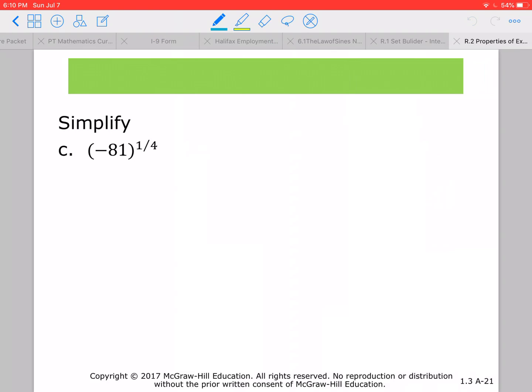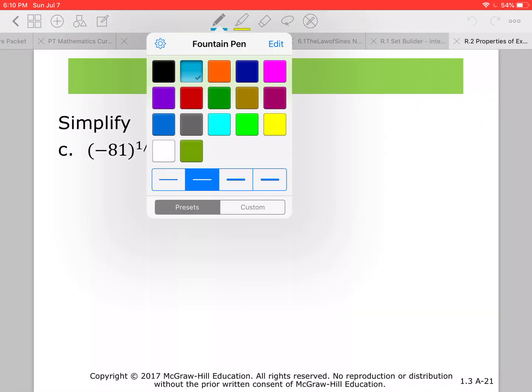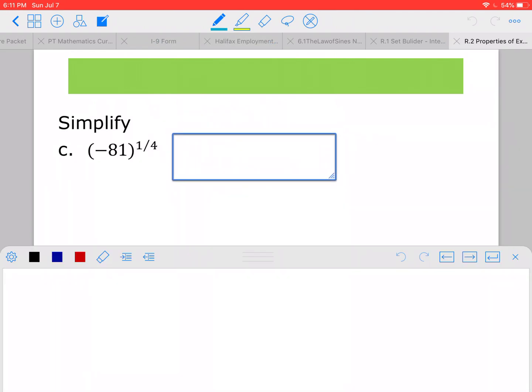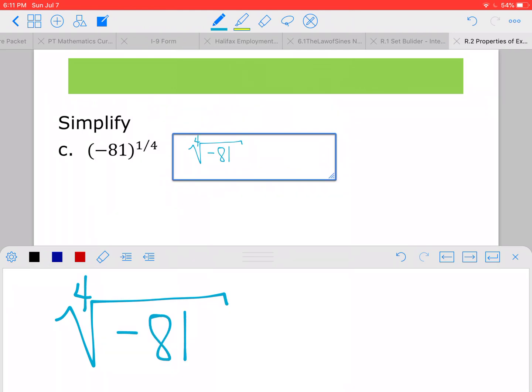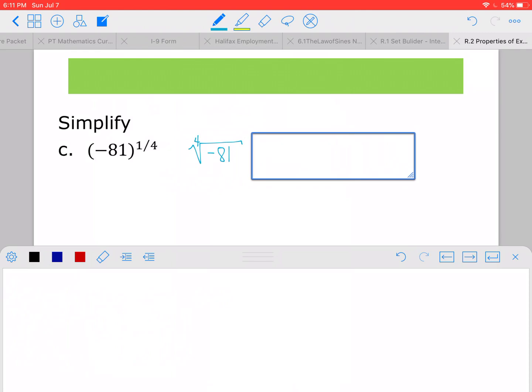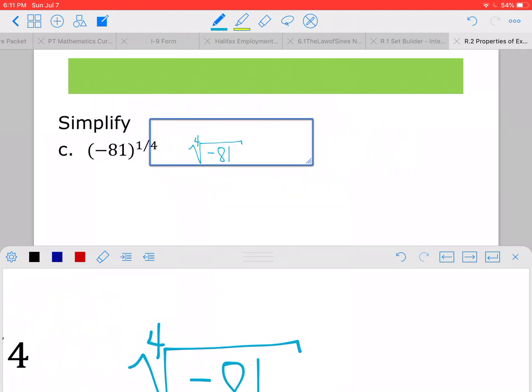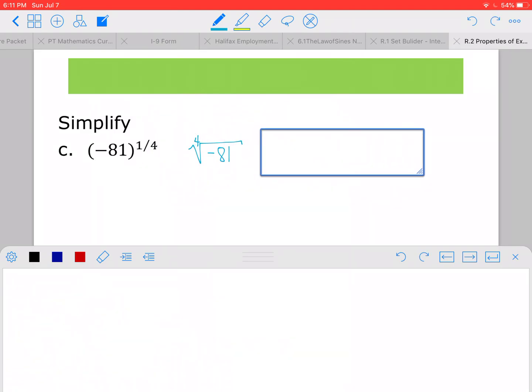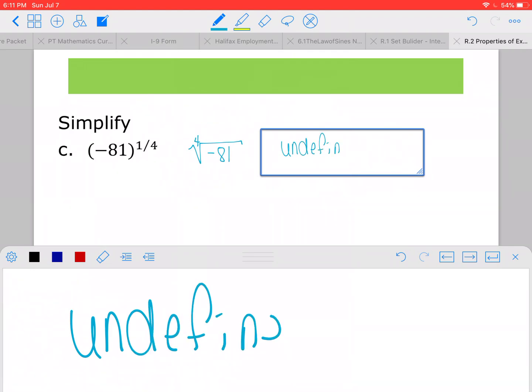We have negative 81 to the 1/4 power. Well, that is the same thing as the fourth root of negative 81. And we've already talked about we can't have a negative at this point anyway, underneath the root, as long as we've got an even root. Okay, so this one for now is undefined under the real numbers.